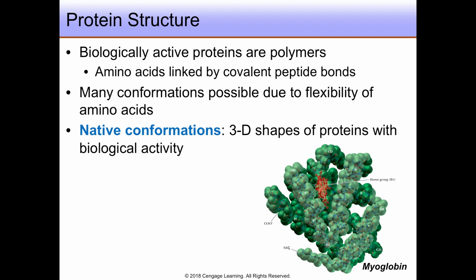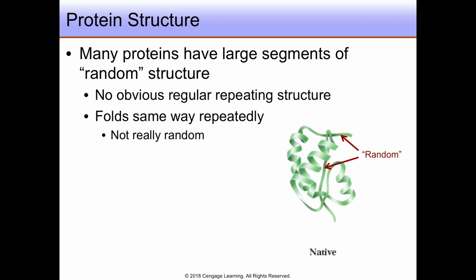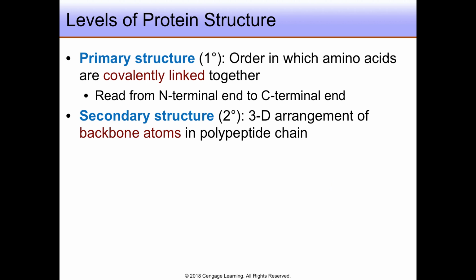In the figure here, we see a representation of the native conformation of myoglobin, which is vital to its function as an oxygen-binding protein. Portions of the native conformation may be comprised of large segments that contain no repeating or recognizable structures. However, these segments are not truly random in the sense that the native conformation always includes these segments. In other words, the protein always folds in the same way.